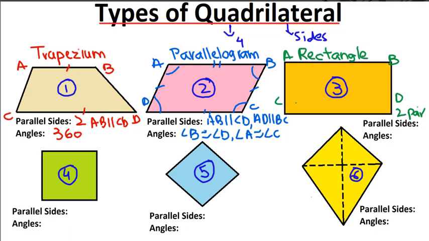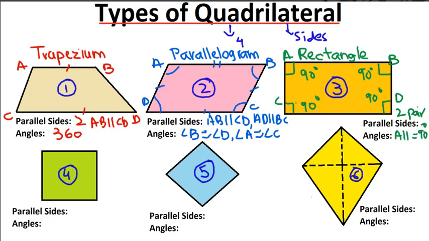All the angles are equal to 90 degrees. This is 90 degrees, this is 90 degrees, this is 90 degrees, and this is also 90 degrees. If we sum them, it equals 360 degrees. So it differs from the trapezium and parallelogram in that the angles are all equal to 90 degrees. Other than that, parallelogram and rectangle both have two pairs of parallel sides, but they differ in their angles. So all angles equal 90 degrees.